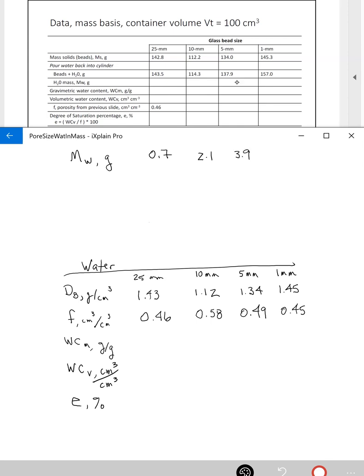And then 157 minus 145.3, well, as I do my quick math, that would be 157 minus 145, that would be 12, but it's not completely, so this is 11.7 if I'm doing my quick mental math. Now I'm going to pause this for a moment and check my math.